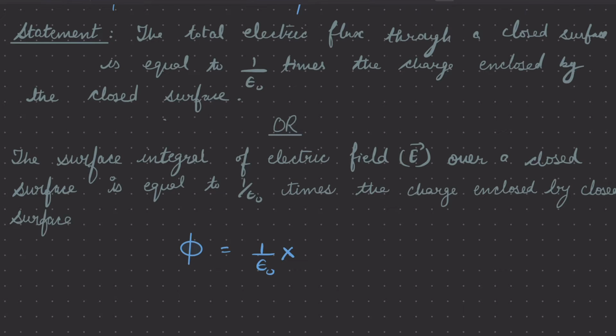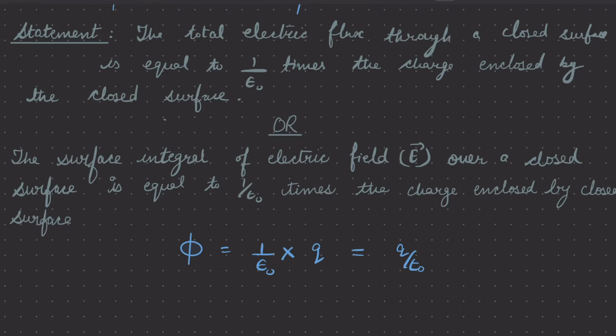by the closed surface. Let us say this is a closed surface and the plus q charge is enclosed in this closed surface, then phi is equal to 1 upon epsilon naught multiplied by q, that is the charge which is lying inside the closed surface. So we can write it as phi is equal to q upon epsilon naught, and this is the expression of the flux which we have found only with the help of Gauss theorem.